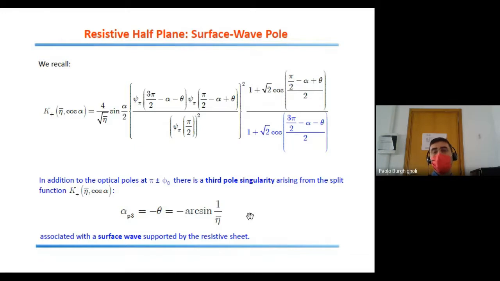The pole is actually equal to minus theta, and this is the inverse sign of the reciprocal of 1 divided by the normalized impedance, and one can show that the surface wave that would be supported by this resistive sheet has a wave number that is related to this quantity here. Okay, so we have to deal with 3 instead of 2 singularities. However, the procedure is the same for the 3 poles.